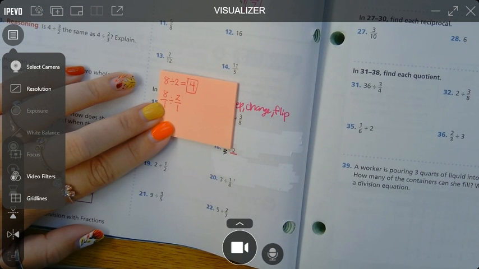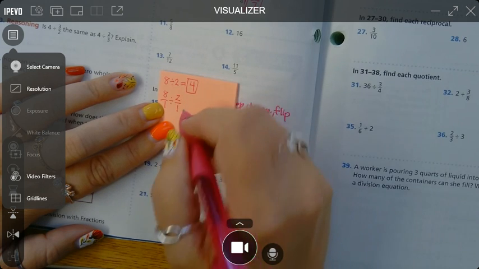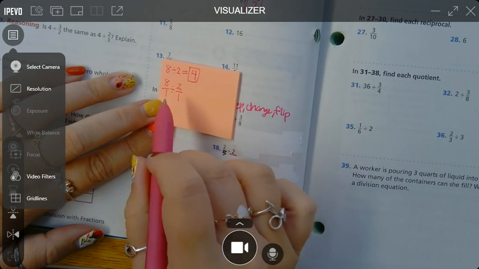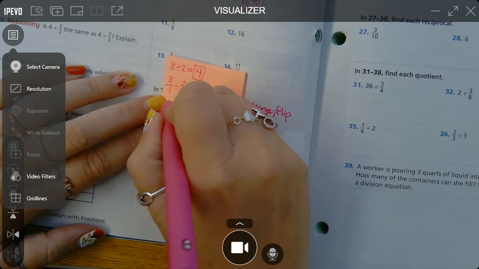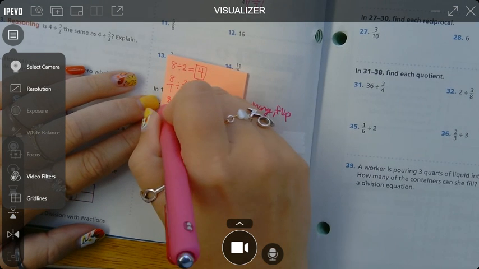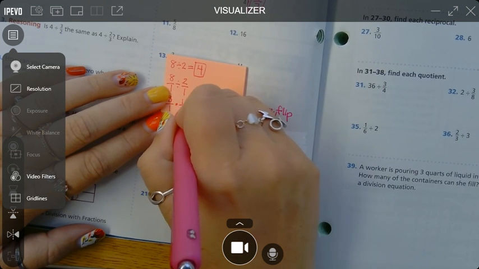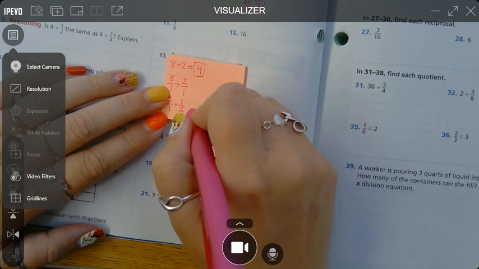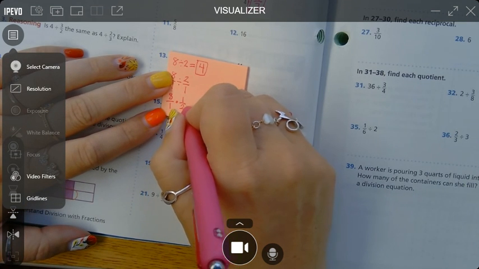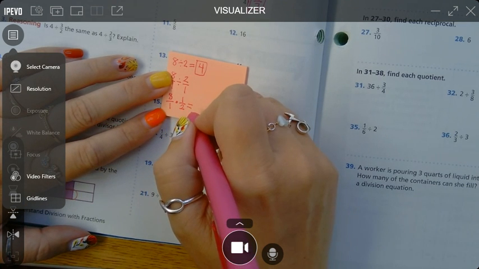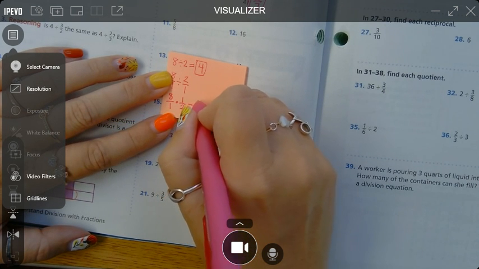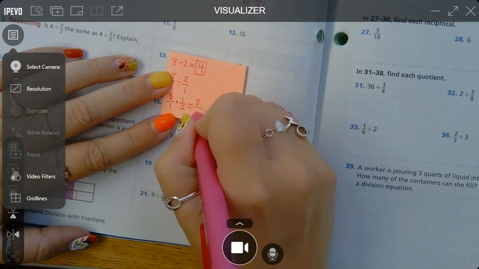So I rewrote 8 as 8 over 1 and 2 as 2 over 1, but they're still saying the same thing. We know that the answer should be 4, but looking at it right here, you're like, wait, how does that work? Well, if we keep the first fraction the same, change division to multiplication, and flip that second fraction, 2 over 1 becomes 1 over 2. Now I have 8 times 1/2. And so then just multiply across. 8 times 1 is 8. And on bottom, you have 1 times 2 is 2.